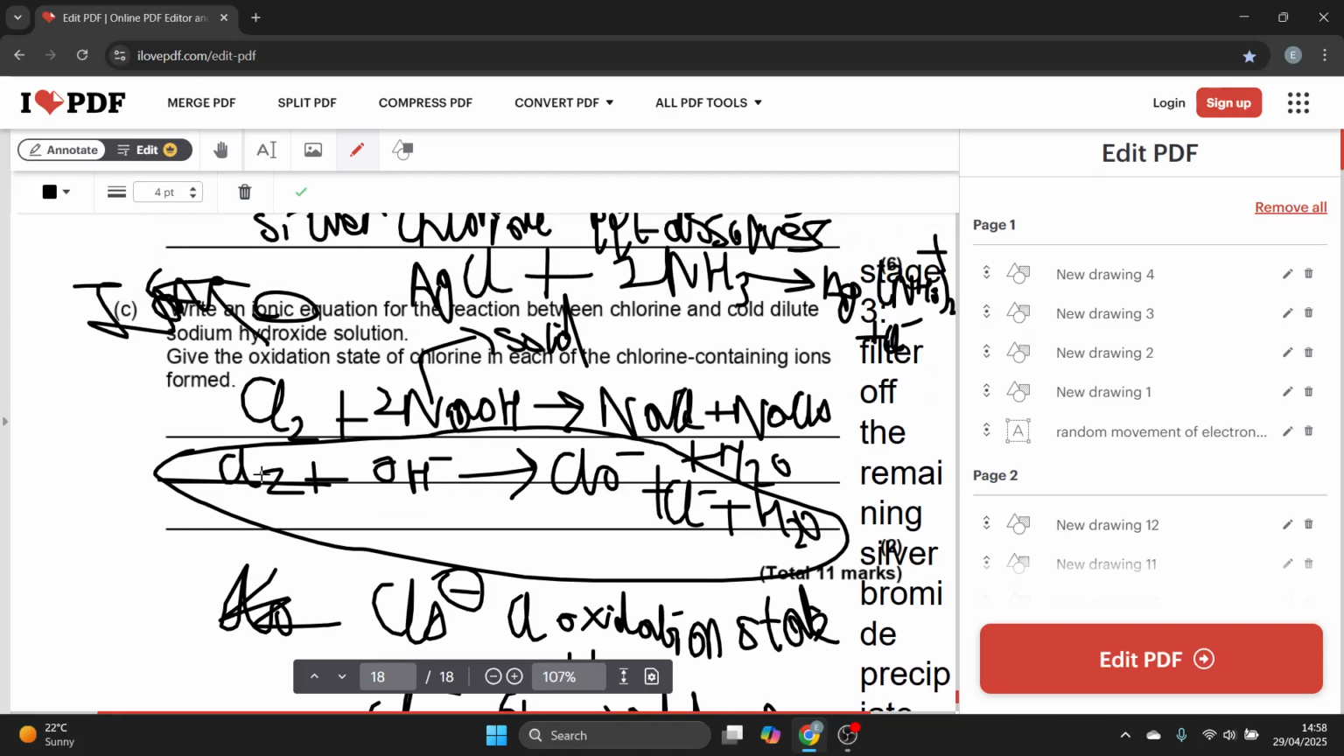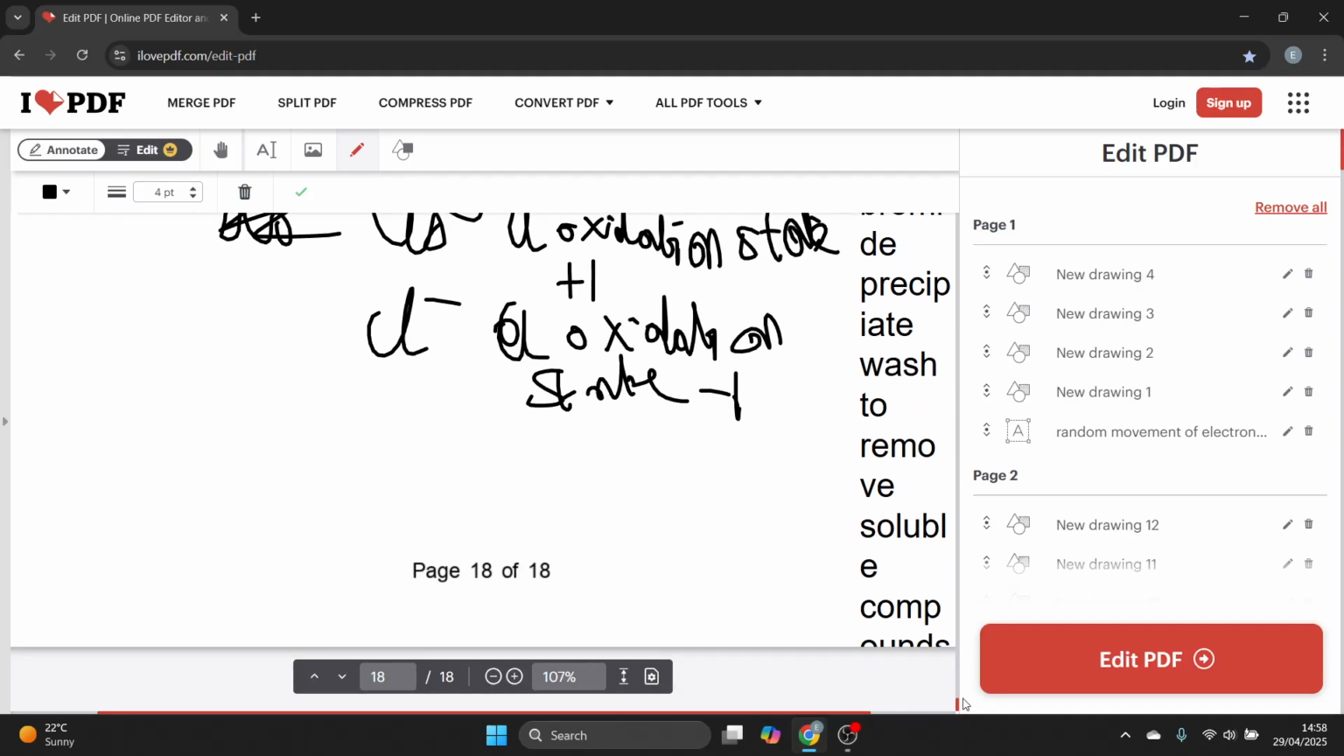So yeah, that's really interesting. For the ionic equation, just copy and paste the equation you memorized, remove the sodium, and add the negative charges. And that is the end of this question paper.